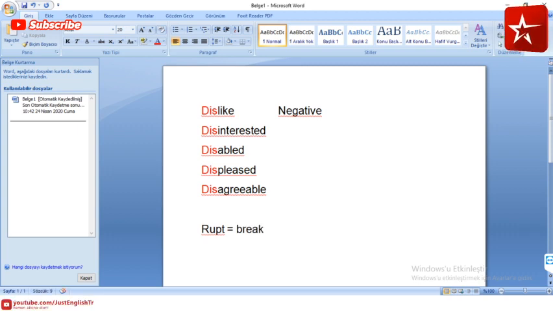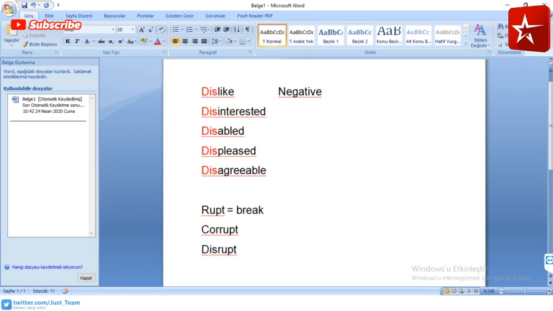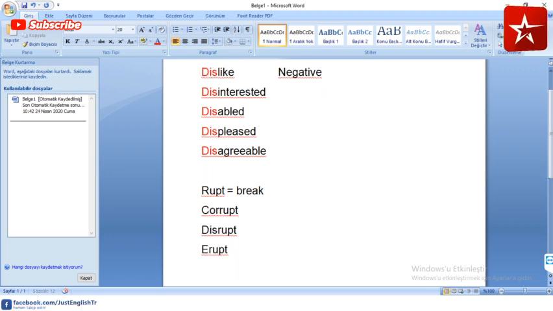And I'll give you some examples of that word. We have corrupt. We have disrupt. We also have erupt. And we have rupture too. Rupture.